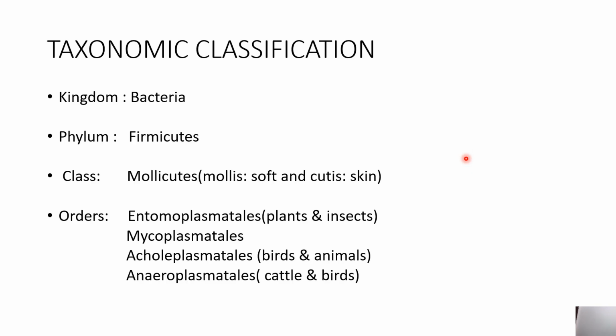If we do the taxonomic classification, the kingdom is Bacteria, phylum Firmicutes, class Mollicutes, with orders including Mycoplasmatales and others. Sorry, I am not pronouncing it properly. You can check out this taxonomic classification in books also.